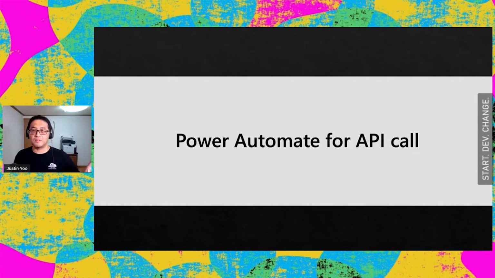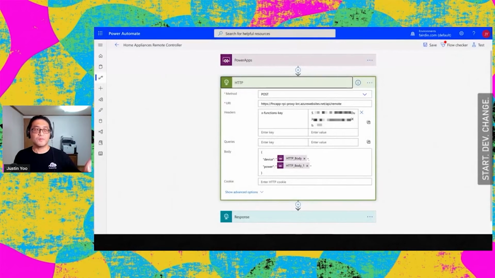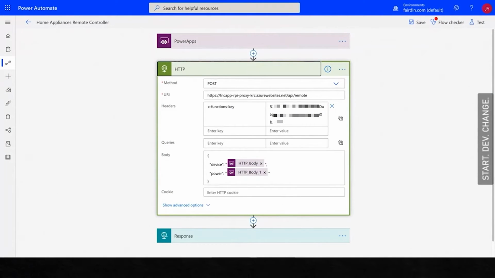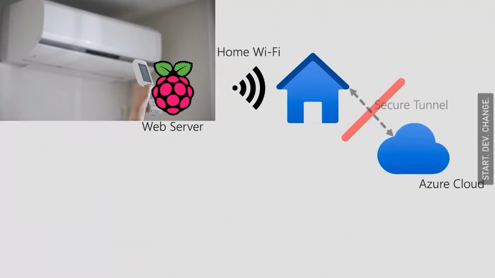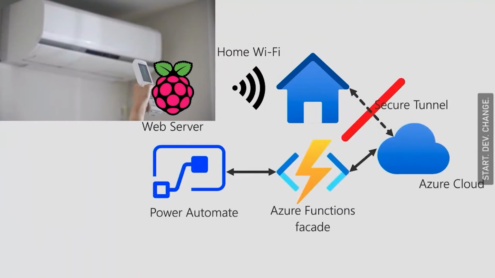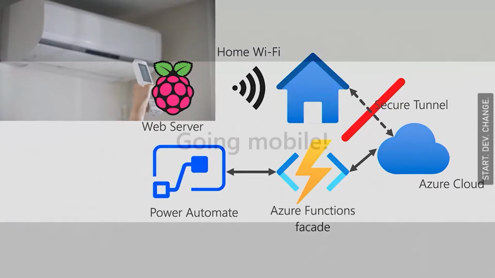So I built a Power Automate workflow like this. It's very simple: it only calls the facade API with a few parameters passed from the Power Apps. So now I get the Power Automate workflow to call the facade, which is going good now. But still not mobile yet. The Power Automate workflow is a kind of stopgap to become mobile.